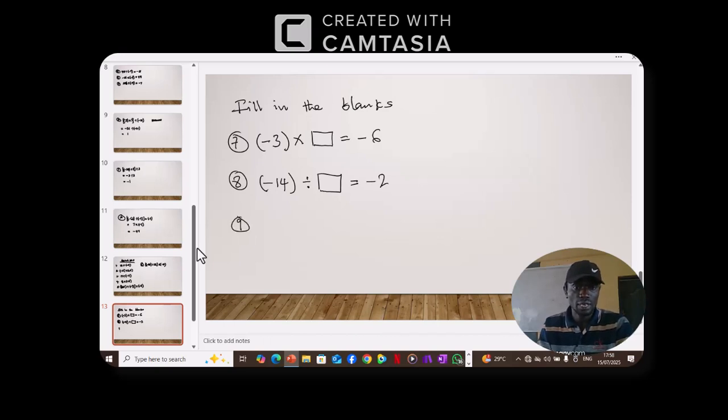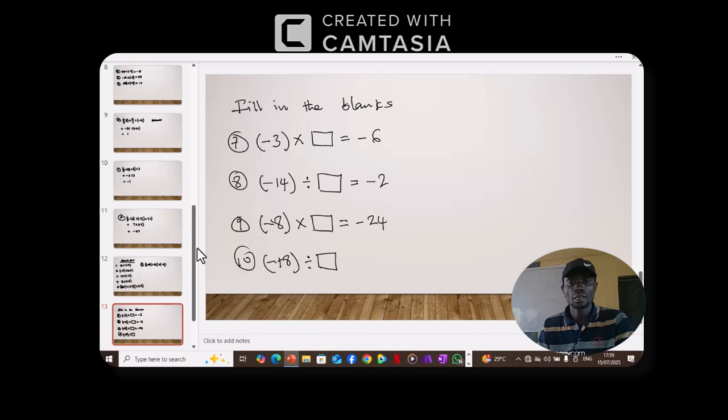So 9, minus 8 times the box equals minus 24, and number 10 is minus 18 divided by the box, and that equals 3. So you work this out and you submit.